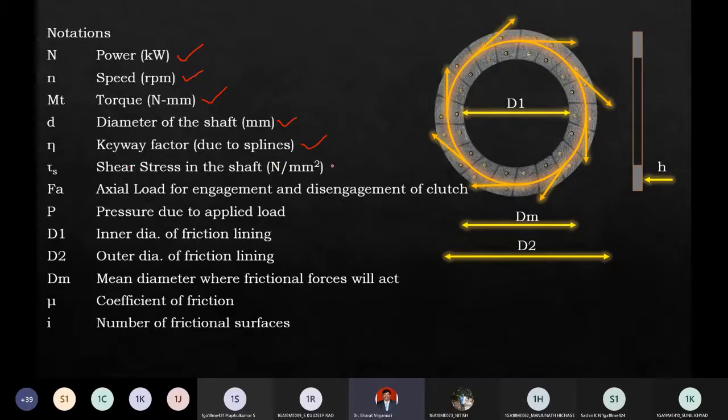Now there will be shear stress. Try to understand this. Since the shaft is rotating by default, you need to understand that it is a shear stress which is applied to the shaft.